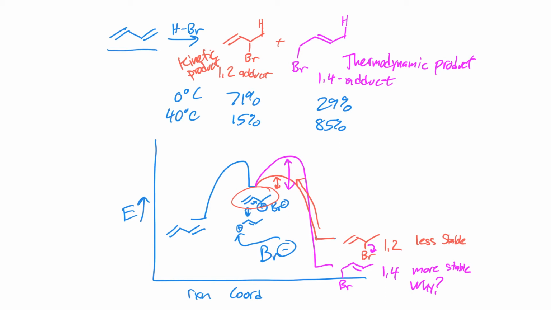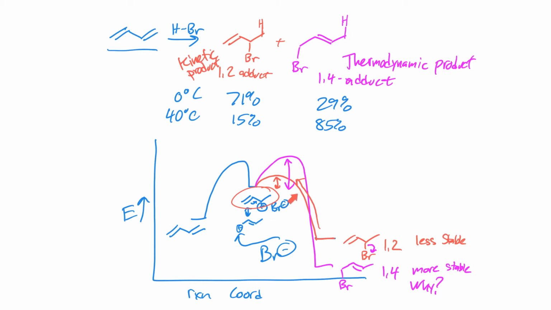So to recap, at low temperatures, we get the faster forming product. We get less of the more stable product. At higher temperatures, we have the ability to take the 1,2 adduct back up to the intermediate, do some resonance, and eventually add the bromine to the outside carbon, allowing us to then follow this purple pathway, forming the more stable product. So that happens at higher temperatures because we have more equilibrium happening, more reversibility happening.